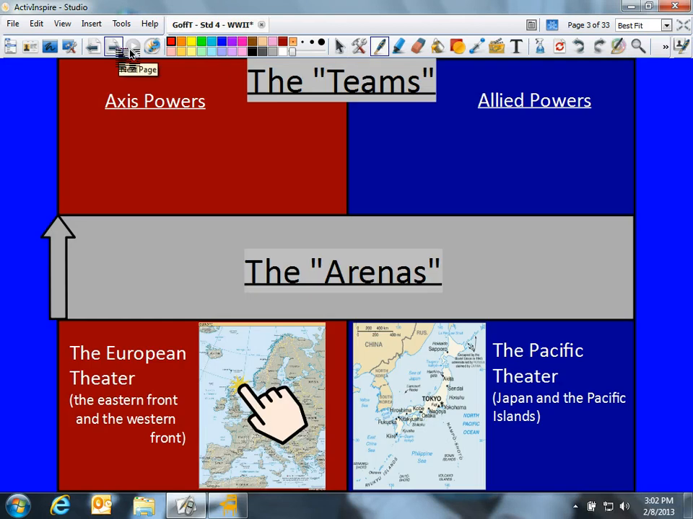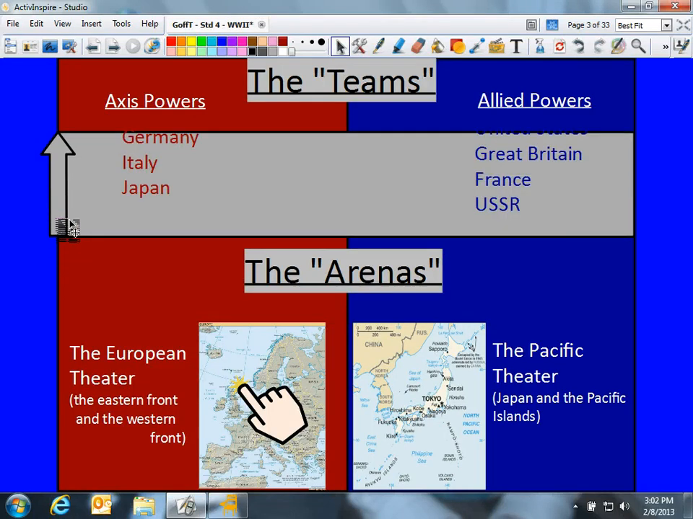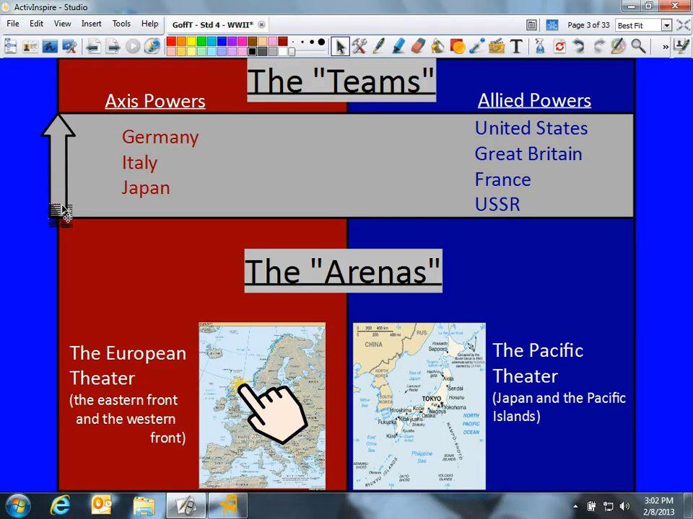So the teams, if you think about it being one group versus another, there were two sides in the war. There were the Axis powers and the Allied powers. Let's take a look at who these groups were. In the Axis powers, you had Germany, Italy, and Japan. While on the other side, the Allied powers, you had the United States, Great Britain, France, and the USSR.